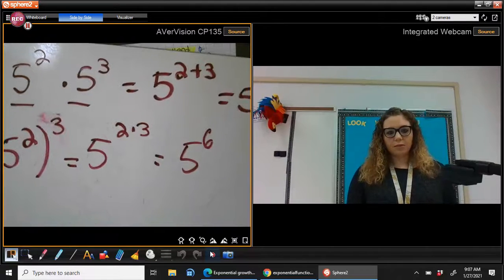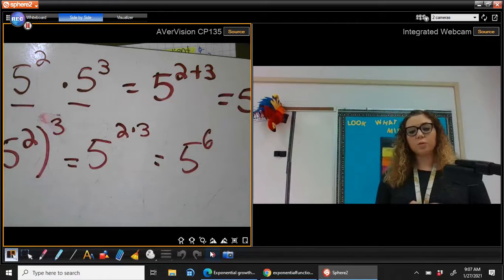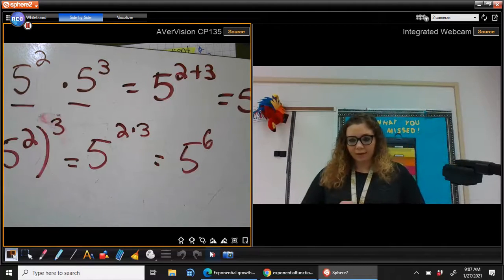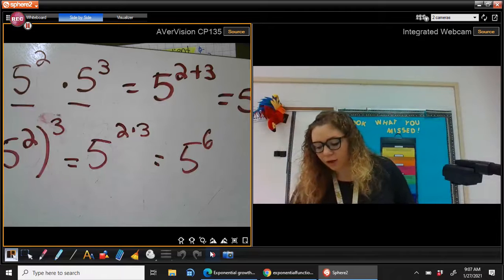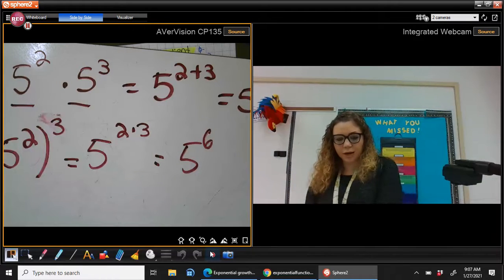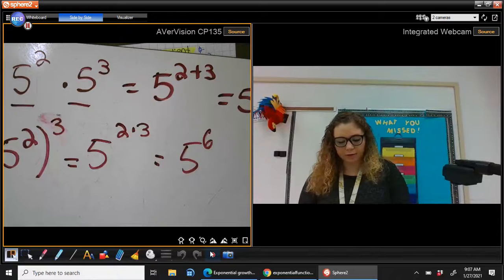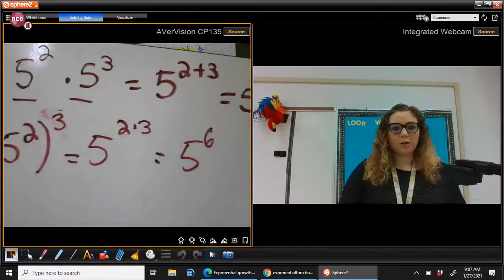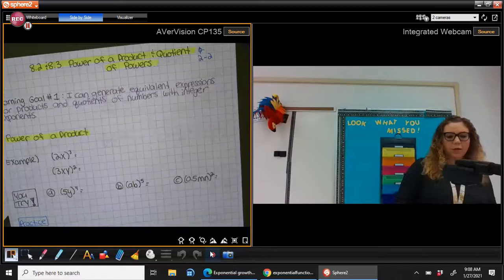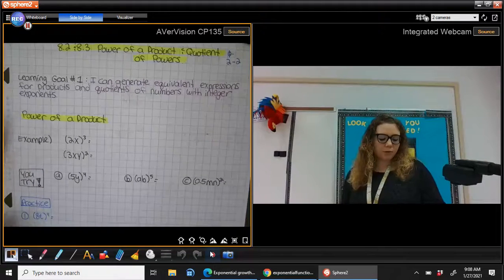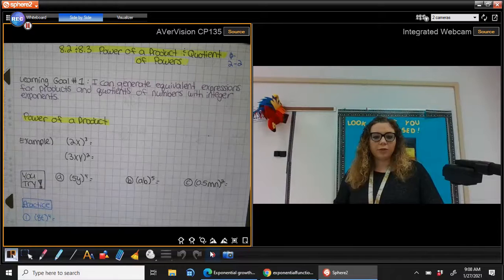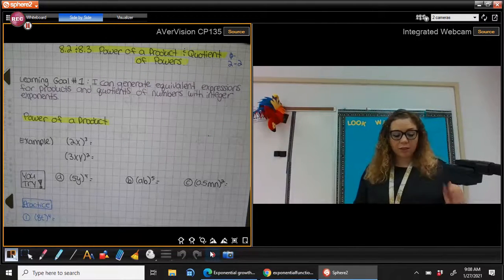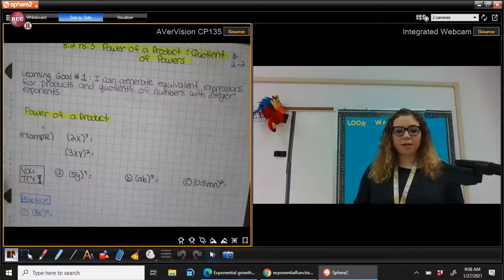Okay? So we talked about these two properties, and there is one multiplication property left. That's what we're going to be talking about today, and we're also going to be talking about dividing exponents. That was just a quick review. So let's review the learning goal. I can generate equivalent expressions for products and quotients of numbers with integer exponents. The last property of multiplication we're going to talk about is the power of a product.